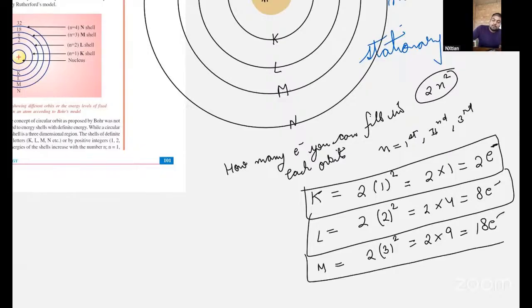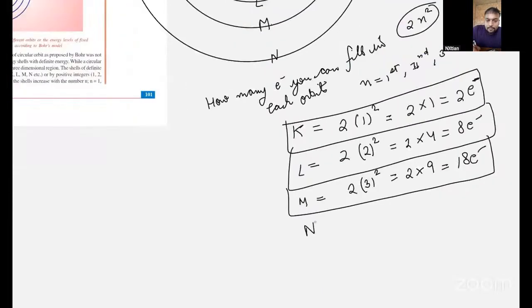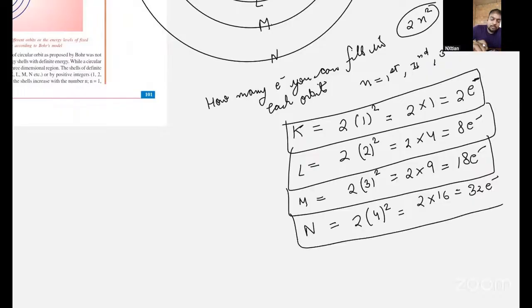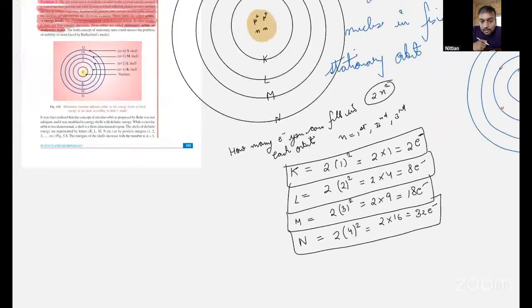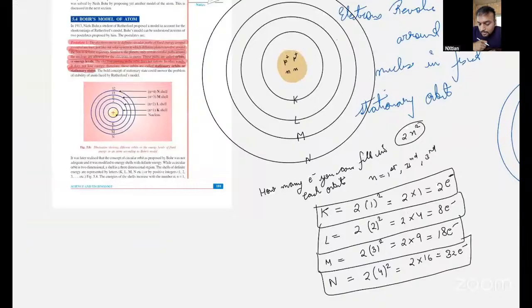In the M shell, how many electrons you can fill? 18 electrons. Joshua, can you tell me the N shell? In the N shell, how many? 4 squared is 16. So 2 times 16 is 32 electrons. You can fill 32 electrons. So this is the way.